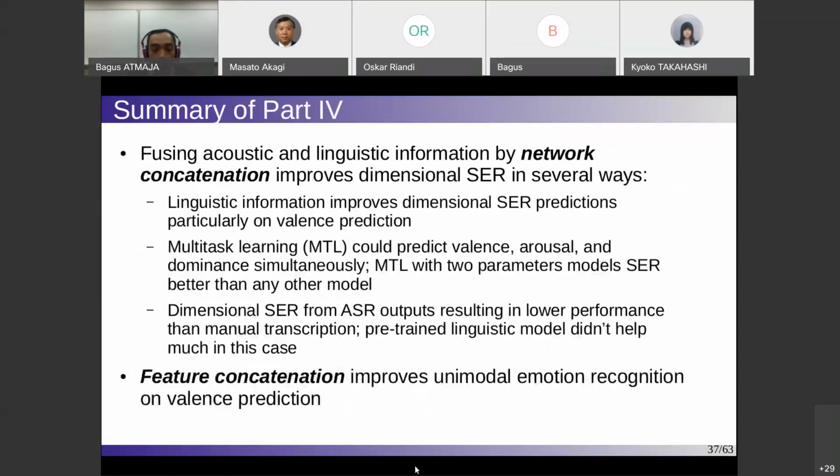So from this second stage, or second subgoal, we can conclude that concatenation by fusing acoustic and linguistic improves emotion recognition in several ways. The most important is the prediction of valence, and we can also use MTL, or multitask learning, to predict valence, arousal, and dominance simultaneously. The best model is obtained by using two parameters. For automatic transcription, we observe no big difference when using different linguistic models. And by concatenating features, we also improve, and the improvement is on valence only in the test set, but in development, we improve both valence and arousal.